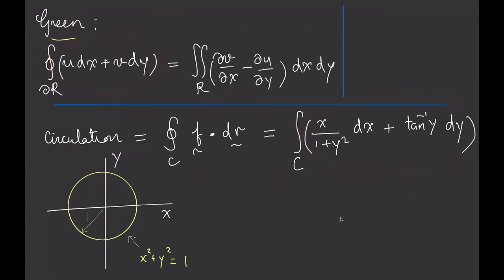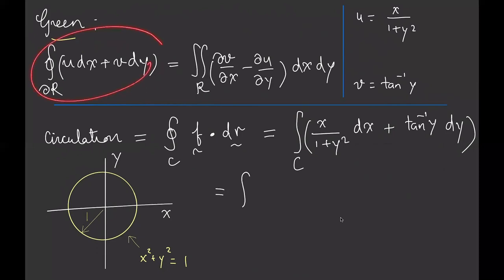So therefore, I have to make an identification as to what my function u is and what my function v is. So clearly, what I need to do is I need to take u equals this function over here, x over 1 plus y squared. And then v has to be equal to the inverse tangent function of y, right? So in general, u and v are both functions of x and y. Okay, so now I made that identification. So then I can go ahead and apply Green's theorem. So Green's theorem tells me that this side is equal to this side. So I need to do this calculation here.